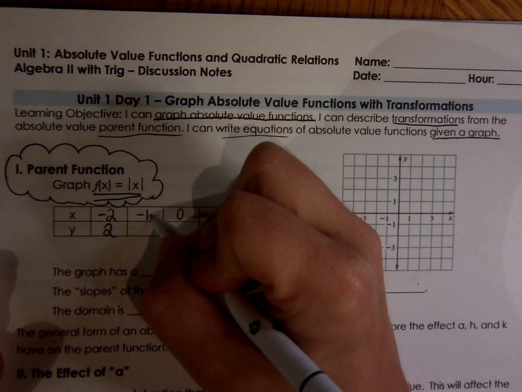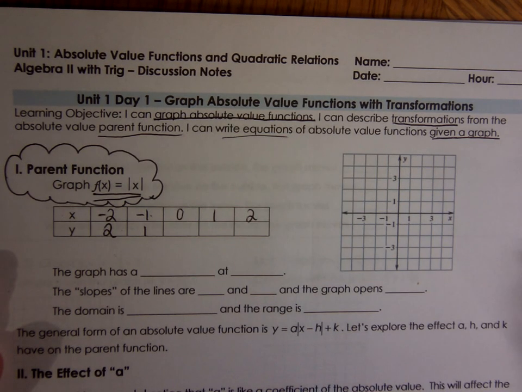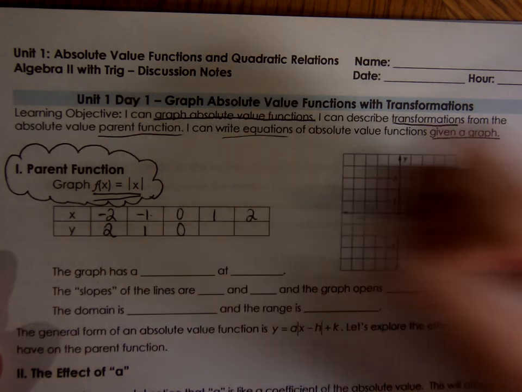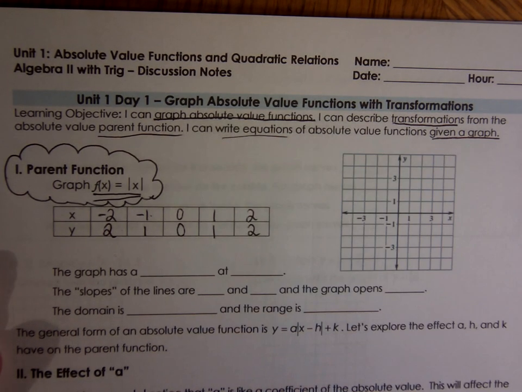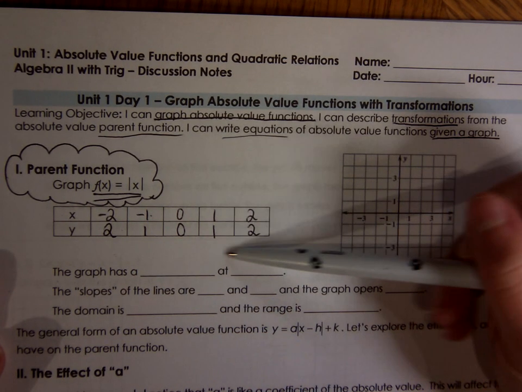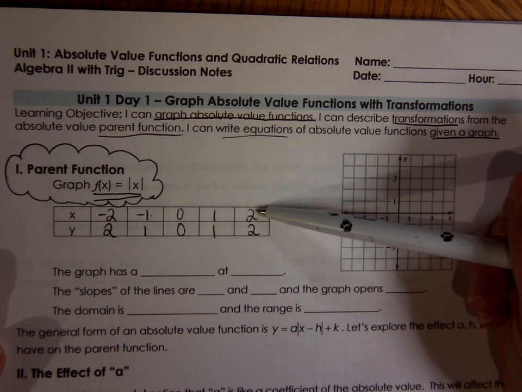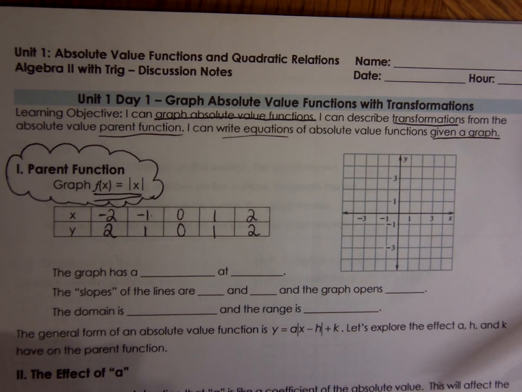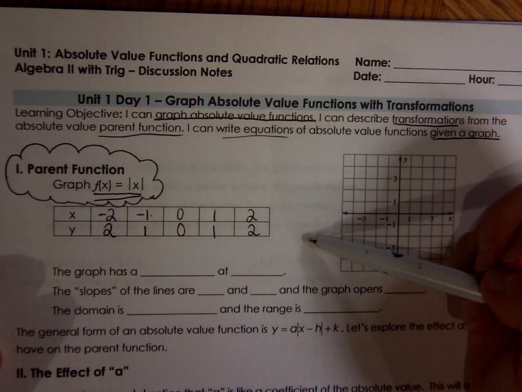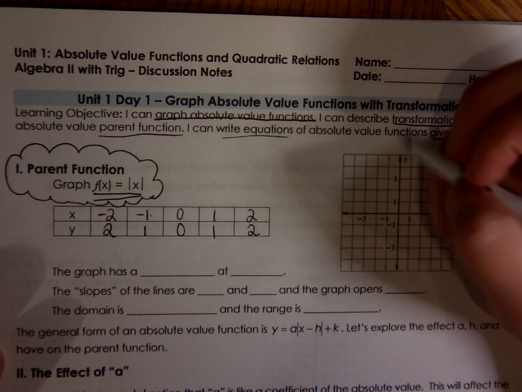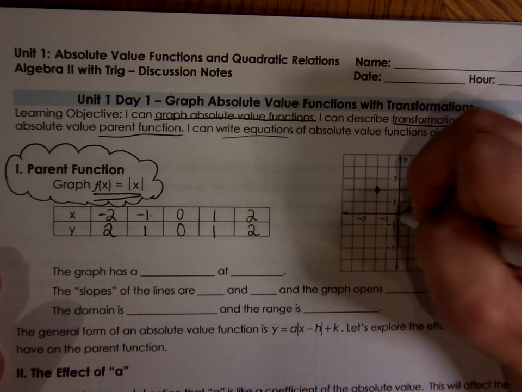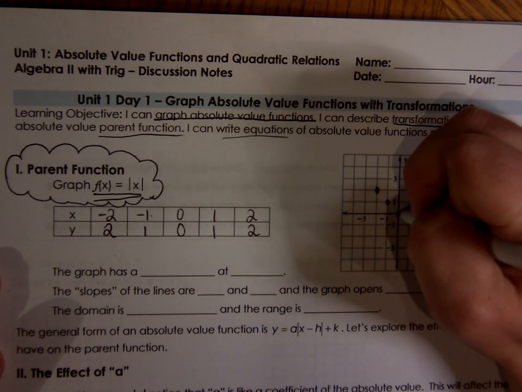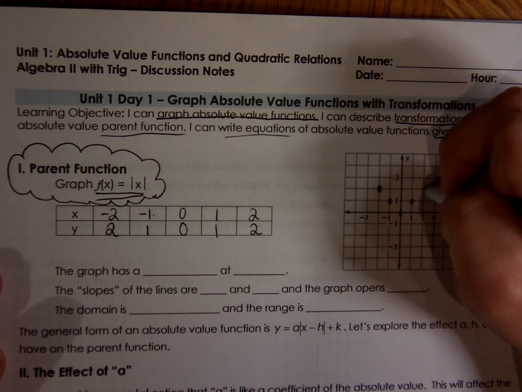The absolute value of -1 is +1. The absolute value of 0 is 0, the absolute value of 1 is 1, and the absolute value of 2 is 2. And once again, this just represents distance away from 0. So what we're going to do is we're going to take these ordered pairs and we're going to plot them on our graph. So I'm going to plot -2, 2, -1, 1, 0, 0, 1, 1, and 2, 2.